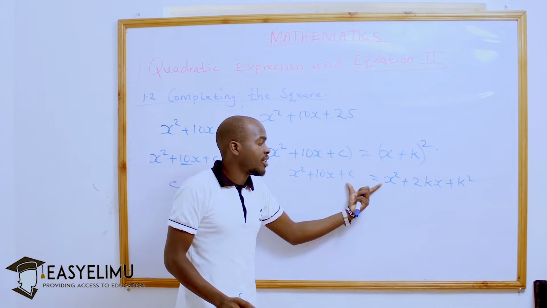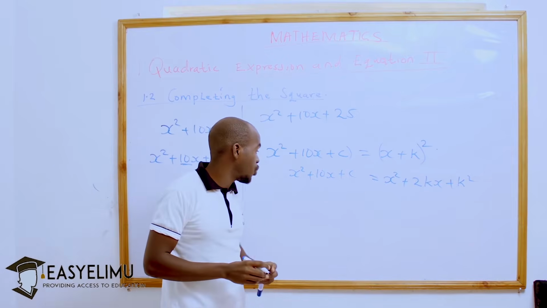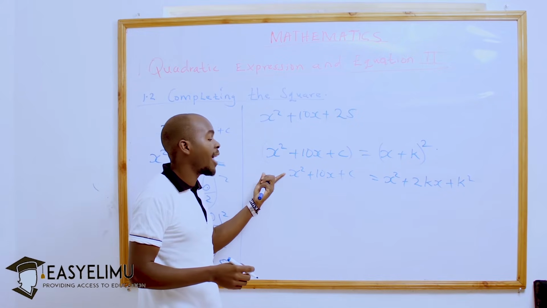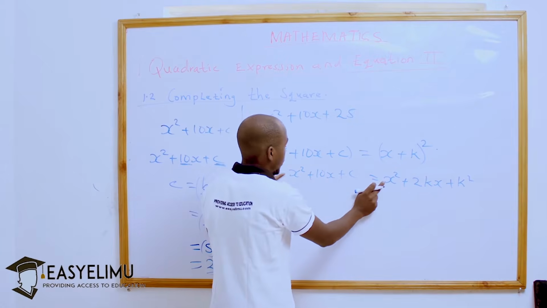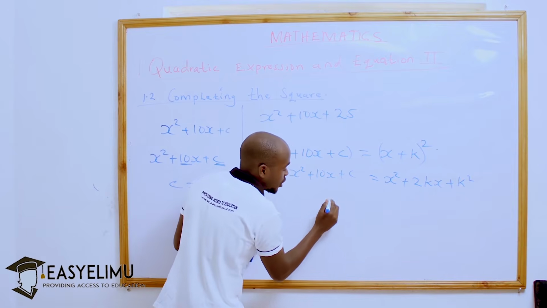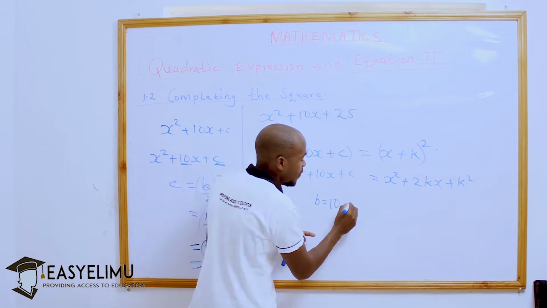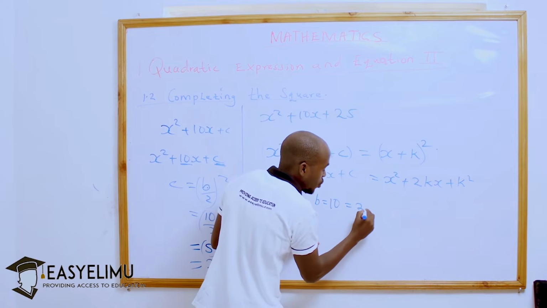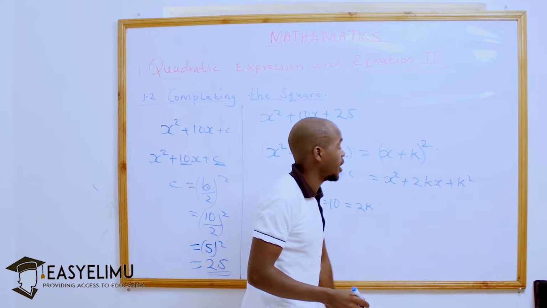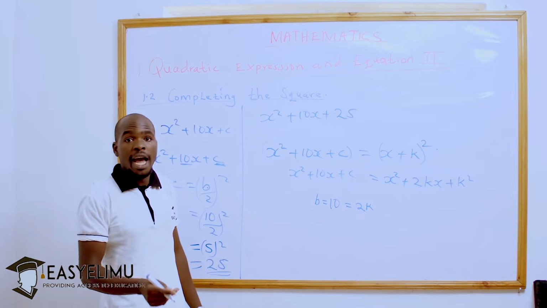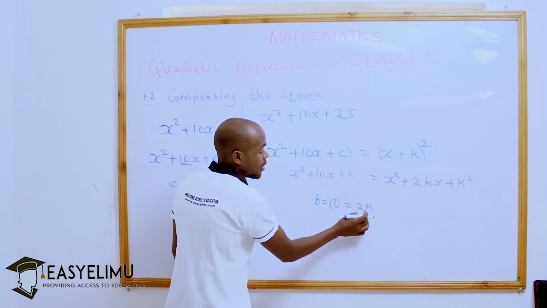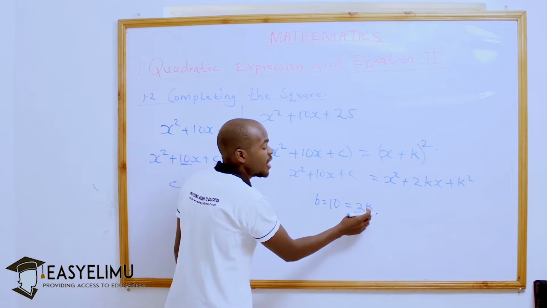After writing this way, we can compare the coefficients of the two expressions. For the first quadratic expression, a is 1. If we go to b, the value of b here is 10, and the value of b here is equal to 2k. The value of c we don't have, and also the value of k squared we don't have. We need to find the value of k.